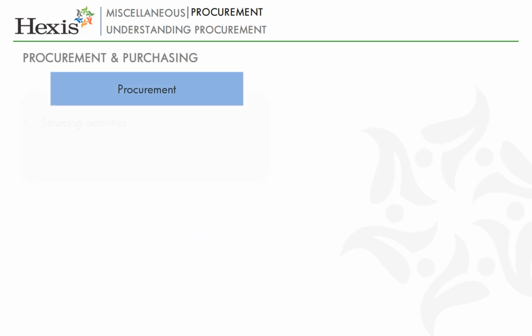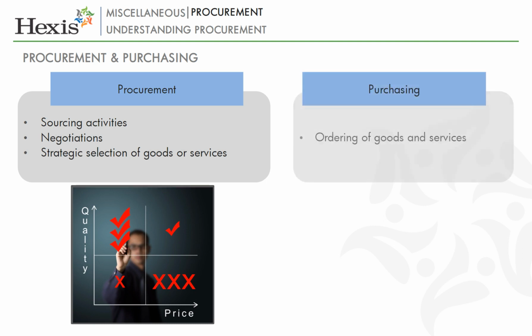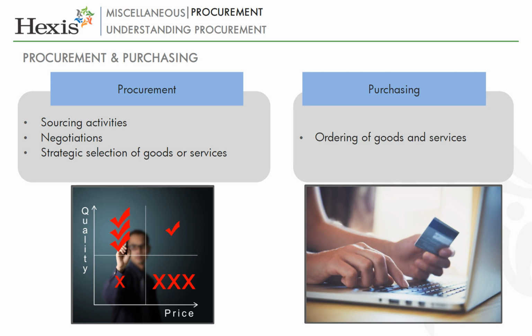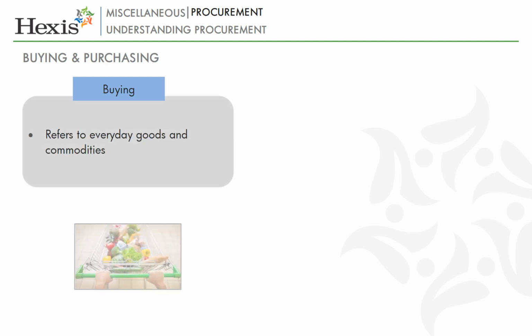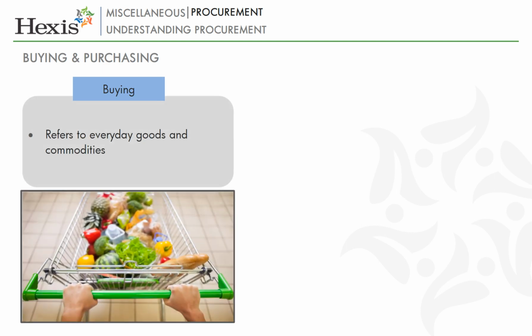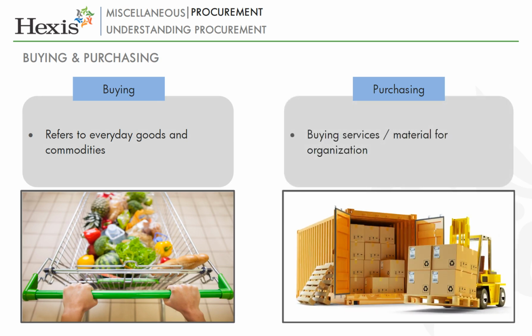Procurement deals with the sourcing activities, negotiation, and strategic selection of goods and services that are usually of importance to an organization. Purchasing is the process of how goods and services are ordered. Buying is considered a general term, which is most commonly used to refer to everyday goods and commodities. However, purchasing is the terminology used for buying services or material for organizations.